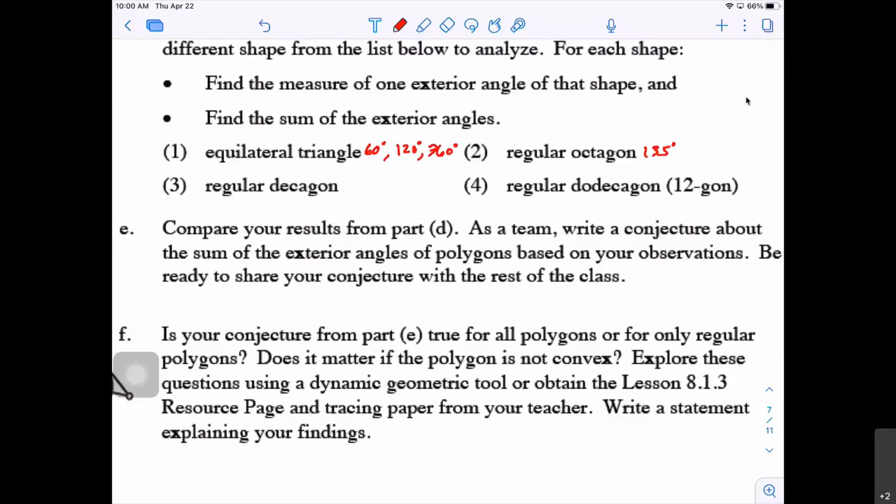So therefore, what's the exterior? 45. Okay, 45 degrees for each exterior. And how about the sum of all the exterior? 360. Okay. Let's go to a regular decagon.